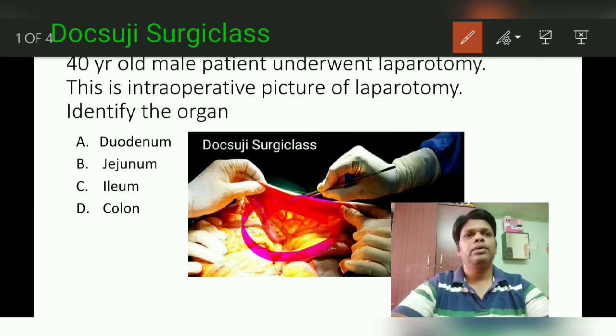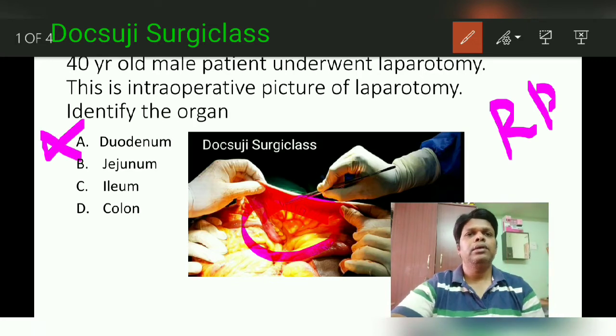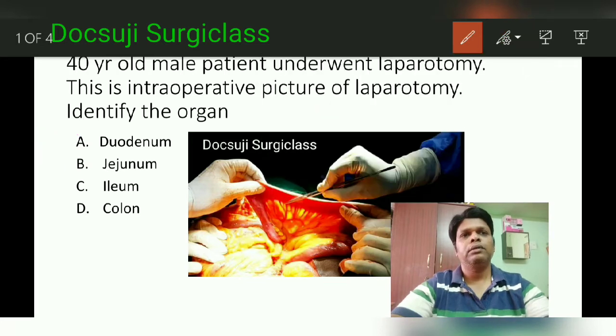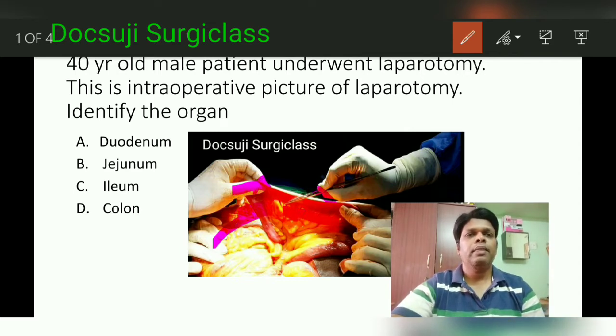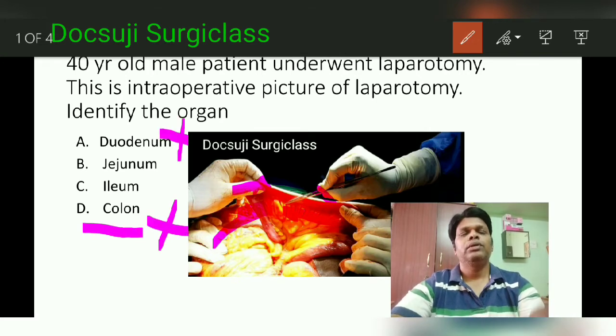In the duodenum, it is a retroperitoneal organ. It is a fixed organ and doesn't have any mesentery. So the duodenum is ruled out. Then the colon. Next you compare the caliber of this intestine. Comparing with my thumb, you can see the caliber is smaller in diameter. The colon is a large intestine, so it will be bigger in diameter. So these two are ruled out.